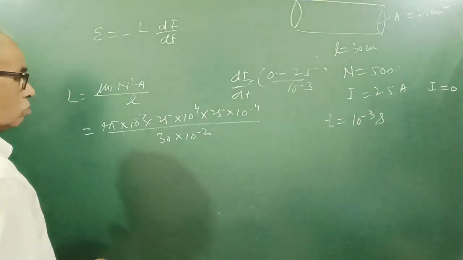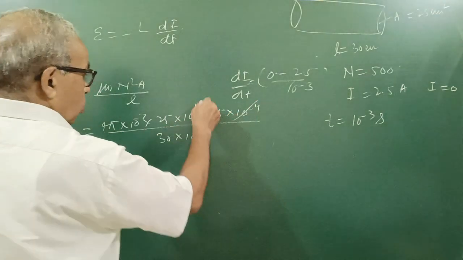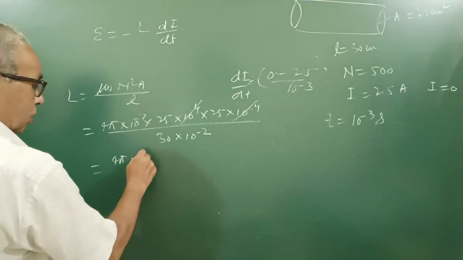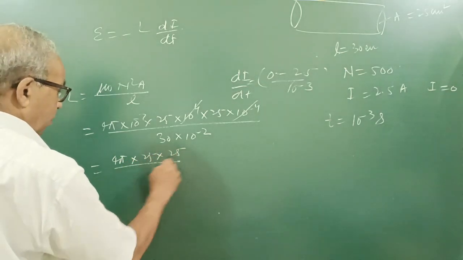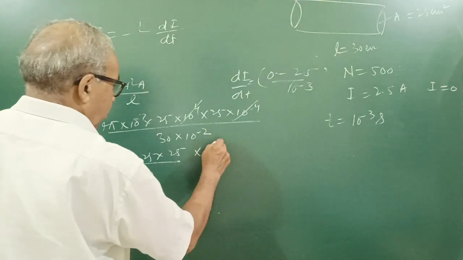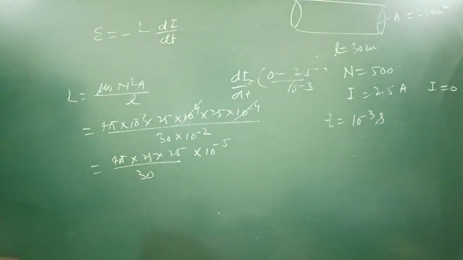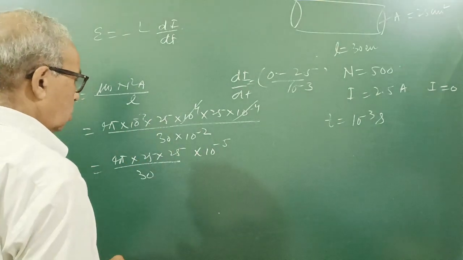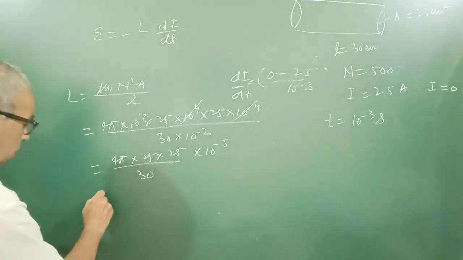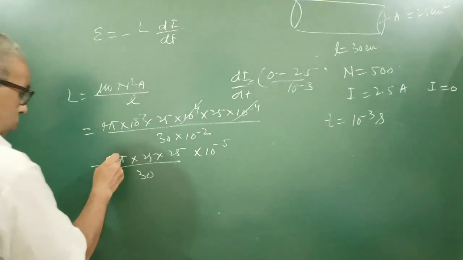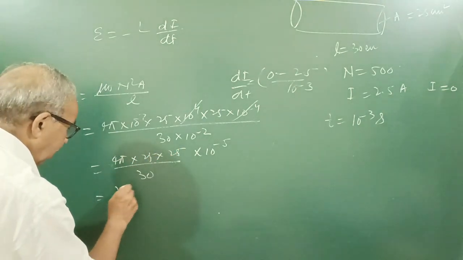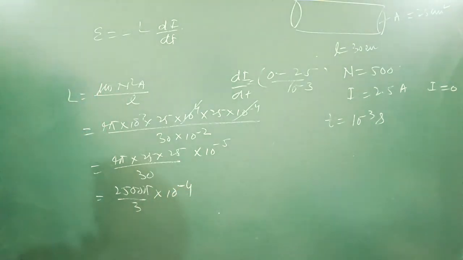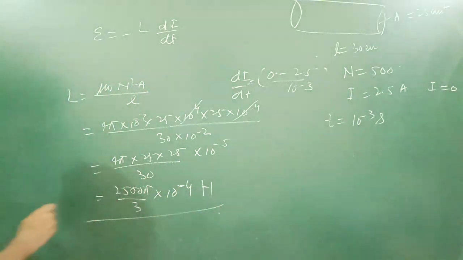How? The minus 4 cancels, then minus 2 cancels. 4 pi into 25 into 25 upon 30 into 10 to the power minus 5. If we remove this also, it will be 100. 25 times 4 is 100. So 2500 pi upon 3 into 10 to the power minus 4 Henry is the inductance.